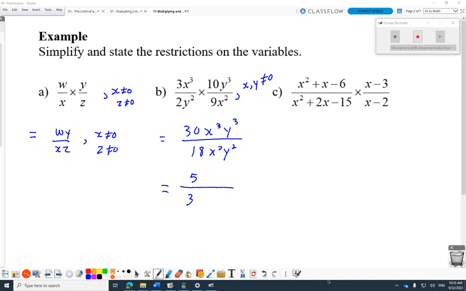Now, x cubed over x squared. Subtract the exponents. And I just get x to the 1, which I'm just going to write x. Because it was a positive exponent, it stays up in the numerator. And then y cubed over y squared, y. You really should state the restrictions here at the bottom. So I'll keep doing that here as well.